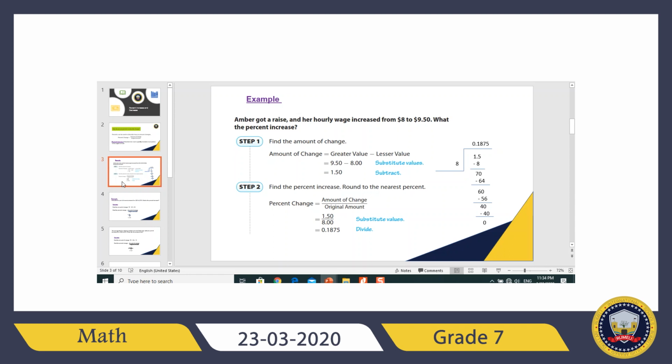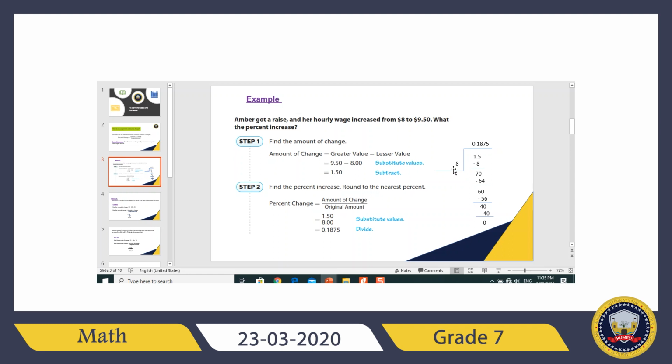What was her original salary? It's 8. So I will divide 1.5 over 8, and I will do it as a long division, as we studied before. How can I do a long division? Here 1.5 divided by 8.